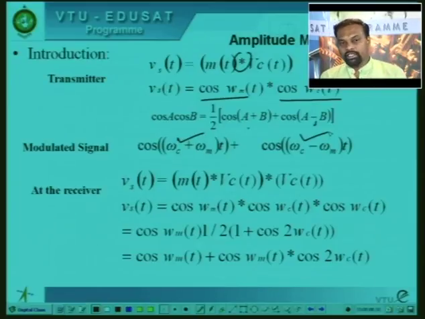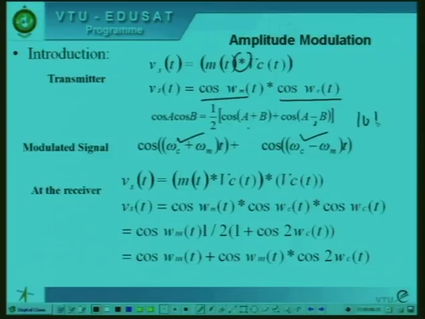Suppose we take omega c to be 100 kilohertz and omega m to be 1 kilohertz. After the multiplication process, we get 101 kilohertz as one frequency and 99 kilohertz as the other frequency. So by assuming that omega c is 100 kilohertz and omega m is 1 kilohertz, what happens now?